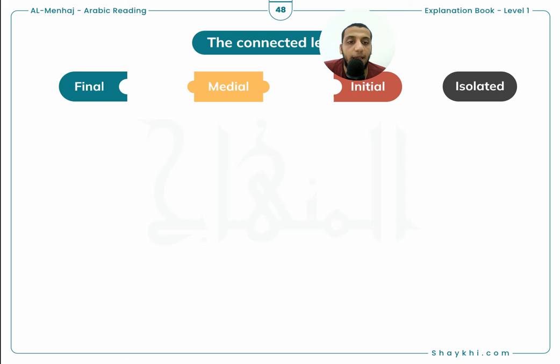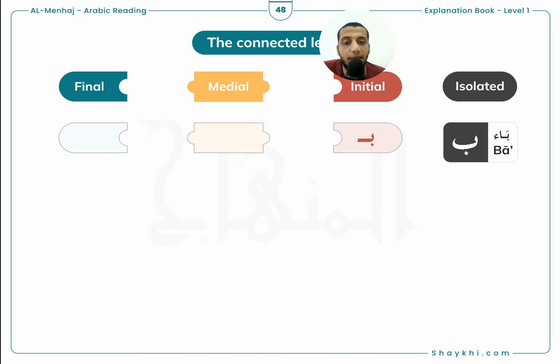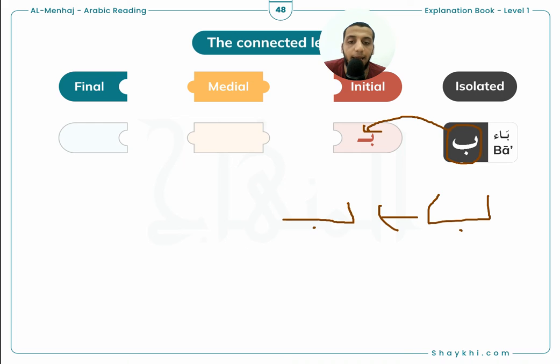So the letter Ba. How does it look at the beginning of the word? This is how the letter Ba looks at the beginning of the word. It will be converted from this shape to this shape when it comes in the initial form. From this shape to this one. Like this, a line like this, and a line like this.